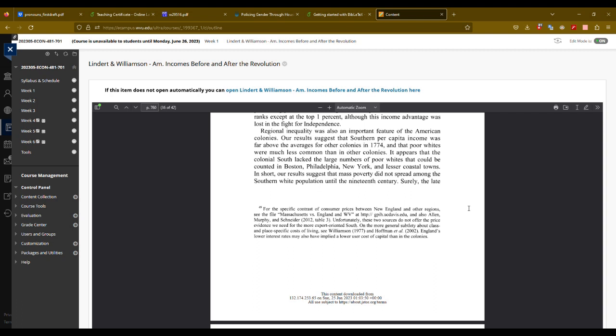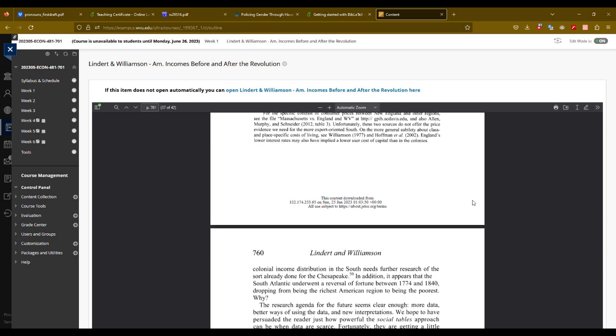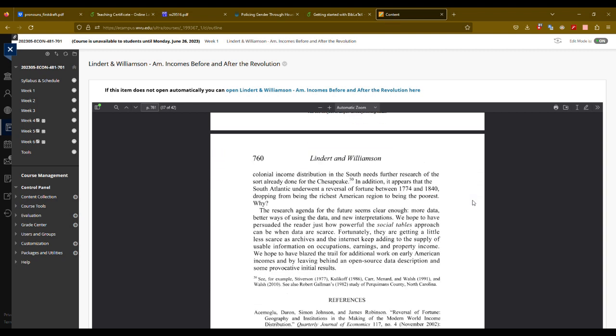Our results suggest that Southern per capita income was far above the averages for other colonies in 1774, and that poor whites were much less common than in other colonies. It appears that the colonial South lacked the large number of poor whites that could be counted in Boston, Philadelphia, New York, and lesser coastal towns. In short, our results suggest that mass poverty did not spread among the Southern white population until the 19th century. Surely the late colonial income distribution of the South needs further research of the sort already done for the Chesapeake.